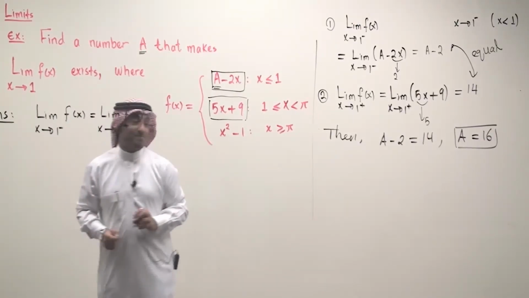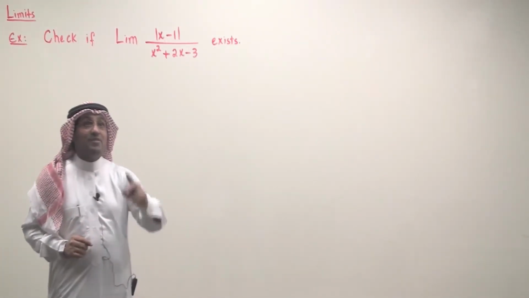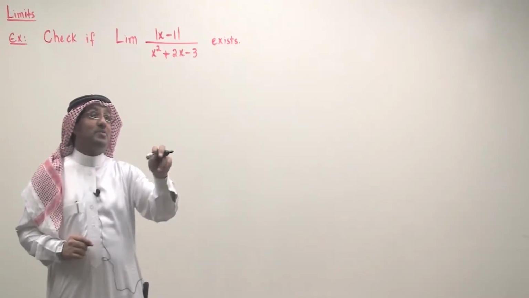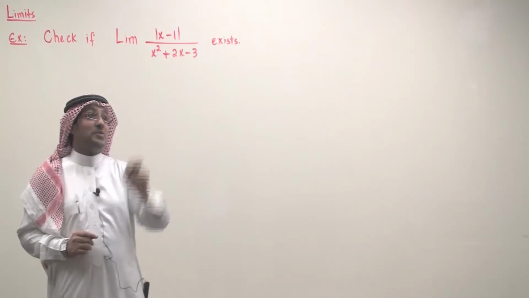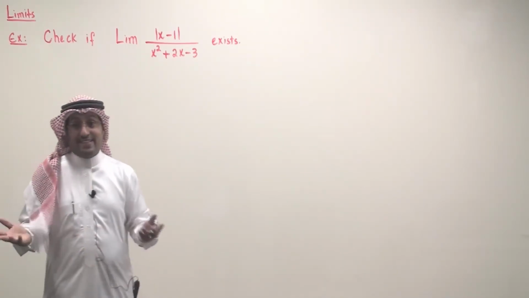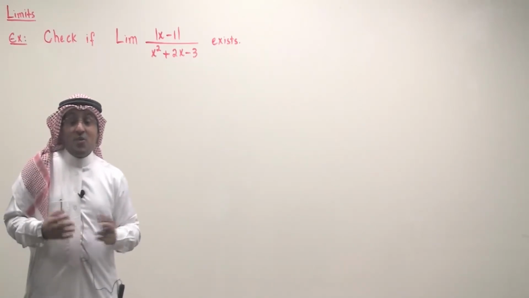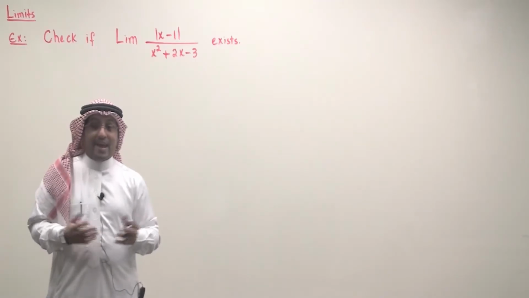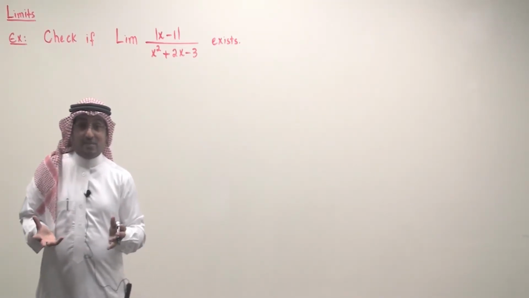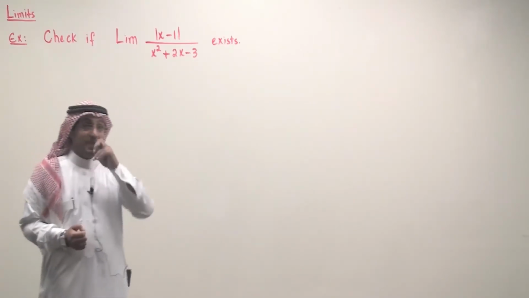In this exercise, we are going to check if the limit of the function absolute value of x minus 1 divided by x squared plus 2x minus 3 exists or not. And for this, as we said earlier, we have to check the limit from the left and the limit from the right, and if they are equal to a finite number, then it does exist. Otherwise, it doesn't exist. So let's see.